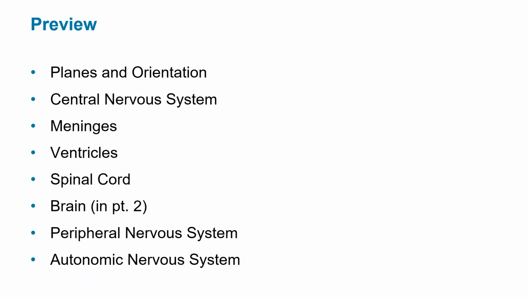Okay, let's get into the chapter itself. In this chapter, we're going to talk about planes and orientation. What we mean there is we're looking at the different angles you can look at the brain. Then we'll look at the central nervous system again, in more detail. We'll look at the meninges, the ventricles, the spinal cord, and then in part 2, we will go in depth into the brain. And in this one, we'll still do the peripheral nervous system and the autonomic nervous system.